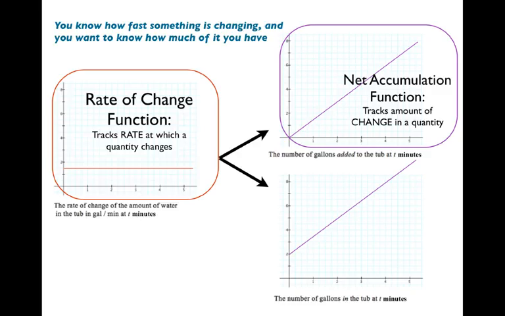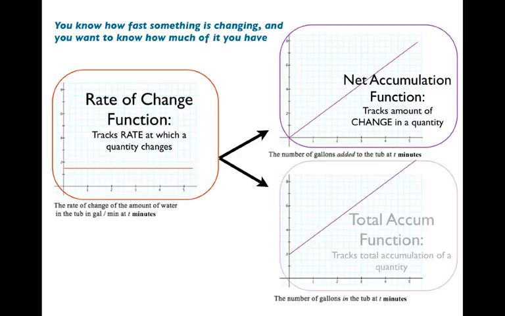Another version of knowing how much you have at every moment is very, very close. These are like cousins. It would be a total accumulation function. What's the difference? That tracks the total accumulation of the quantity, so you would include any accumulation that happened before. We already had 2 gallons in that tub, so that counts as total accumulation, and then we start adding more. The total accumulation function tells you the total amount of accumulation at any given value of the independent variable.